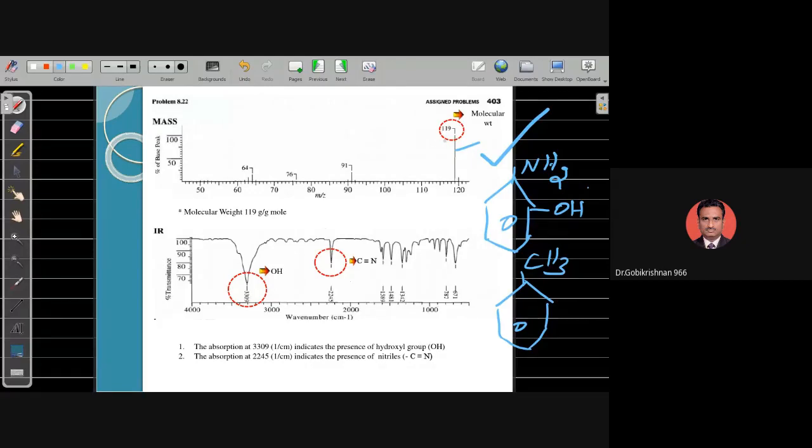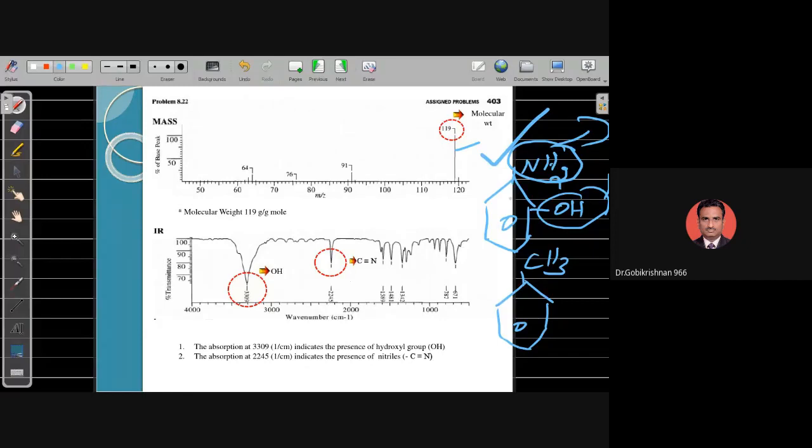If you take this aniline, this NH2 will be removed first. Then after that, this OH will be removed. Then after that, the benzene ring will be broken up. Then that will be divided into different fractions. This is what is happening here. And you will be getting different mass fractions.